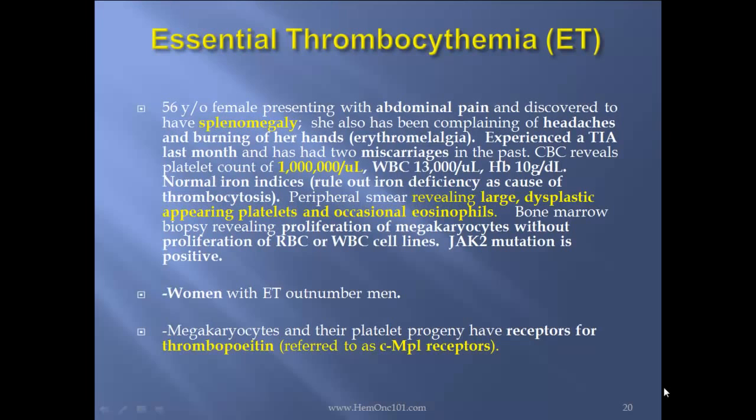CBC reveals platelet count of 1 million, WBC 13,000, hemoglobin 10, normal iron indices, must rule out iron deficiency as cause of thrombocytosis. Peripheral smear revealing large, dysplastic appearing platelets and occasional eosinophils. Bone marrow biopsy revealing proliferation of megakaryocytes without proliferation of RBC or WBC cell lines. JAK2 mutation is positive. Women with ET outnumber men. Megakaryocytes and their platelet progeny have receptors for thrombopoietin, referred to as the CMPL receptors.